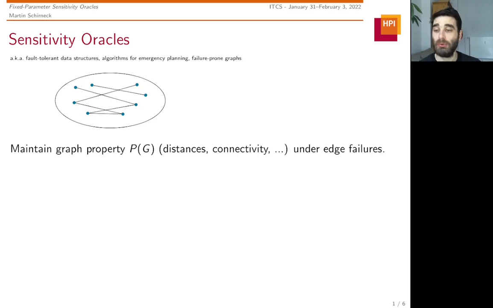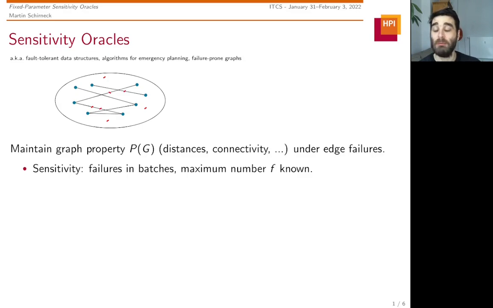The first such area is that of sensitivity oracles, where we want to maintain a graph property under edge failures. In this example, we have certain pairs of vertices and the shortest paths between them, and it might be that if some edge fails in that graph, the distance between these vertices increases, and we want to prepare for that. Specific to sensitivity is that all edge failures arrive at once, but we know their maximum number f, which is this sensitivity. This is also the main difference to dynamic graphs, where the edge modifications arrive one by one, but are potentially unbounded in number.